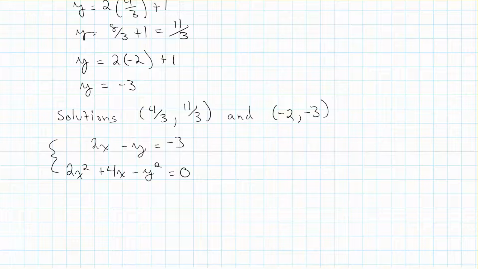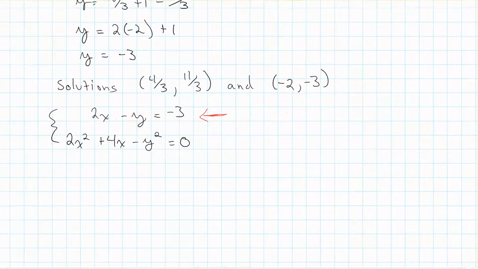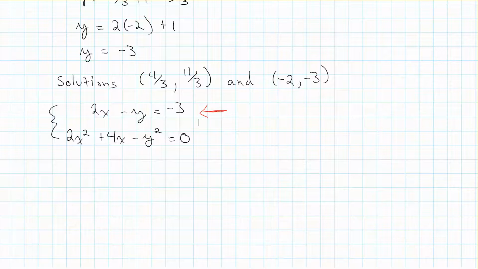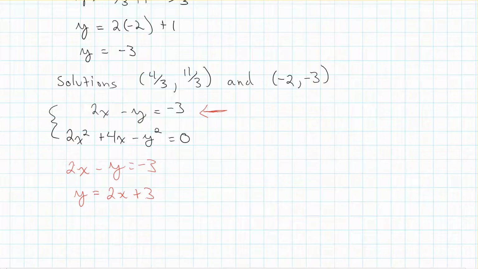Now again, I think it's pretty obvious the one I would pick would be the top equation, and I would still solve that for y. So I've got 2x minus y equals negative 3, and I'm just going to solve this in one step, adding y to both sides and then adding 3 to both sides. You get y is equal to 2x plus 3.